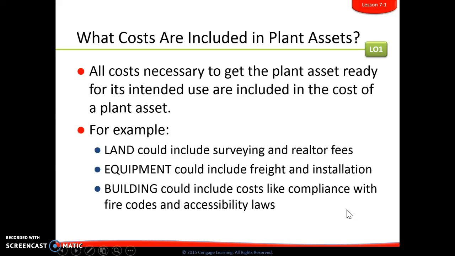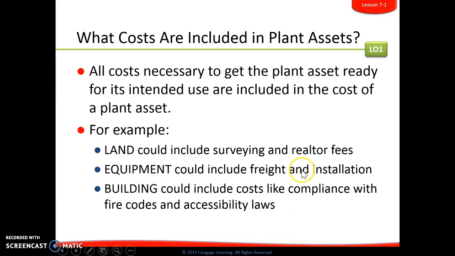So what costs are included in plant assets? All the costs that are necessary to get the plant asset ready for its intended use are included in the cost of a plant asset. So it does give us an example. Land could include surveying and realtor fees. So sometimes you might need a surveyor to come out, or when you're buying the land, you also have to pay realtor fees. That would also be included in the cost of your land.